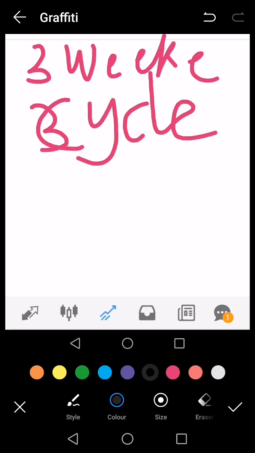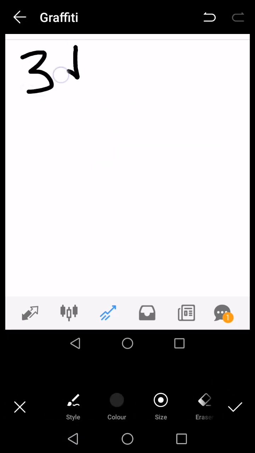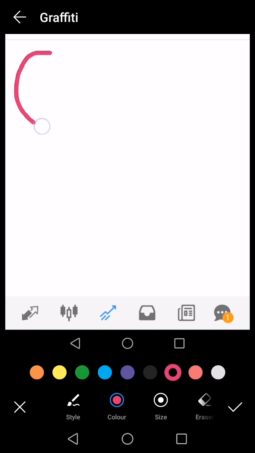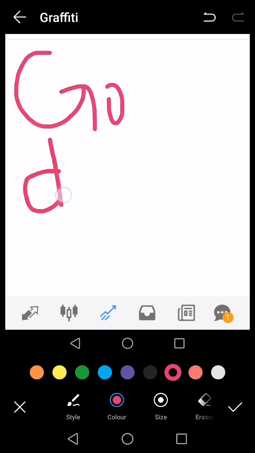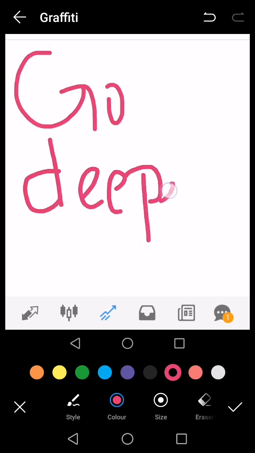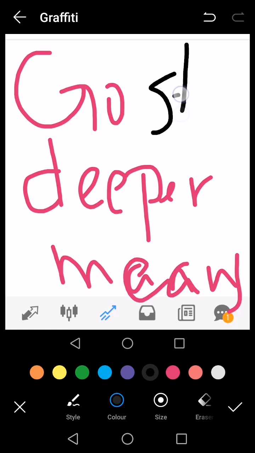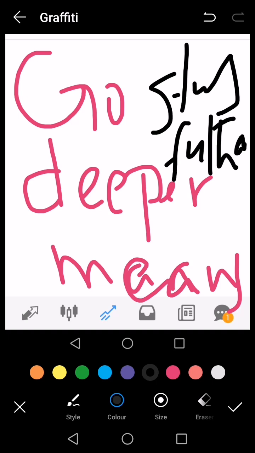The three-week cycle is the same. My mentor only taught us the three-day cycle, he didn't teach anything else. But I went deeper. What does that mean? Go deeper means study further. Are you guys together? Go deeper, guys.